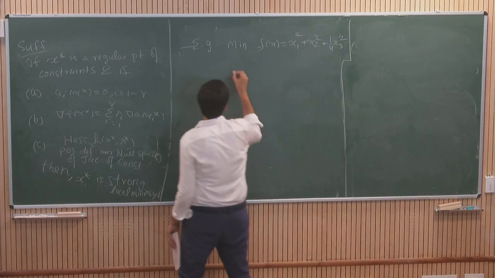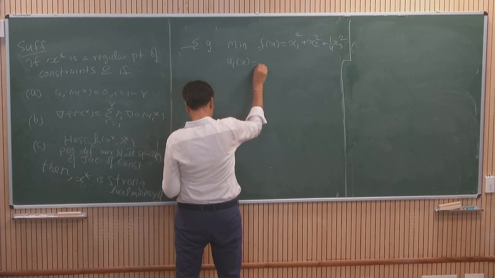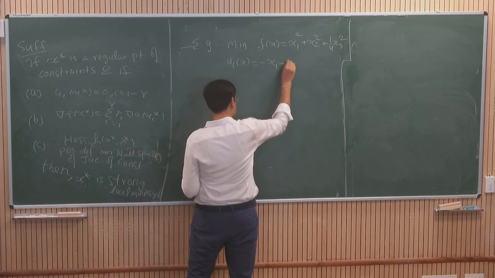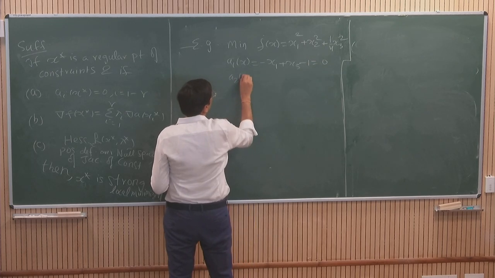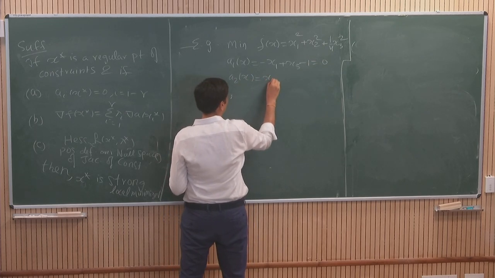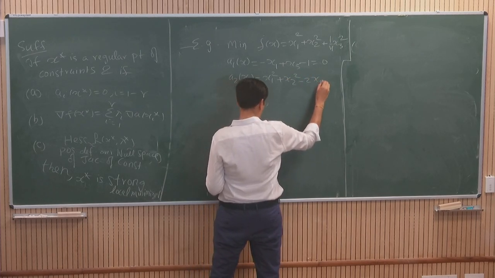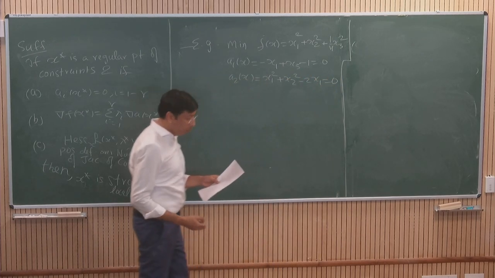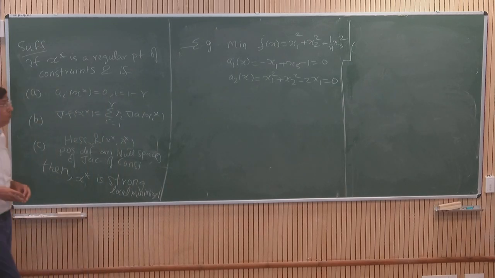Okay, this is your objective function. What were the constraints in that example 2? a1 of x was minus x1 plus x3 minus 1 equal to 0. a2 of x was x1 squared plus x2 squared minus 2 x1 equal to 0. Flip your notes, those who are writing. Those who are not writing, don't worry. What did we do there?